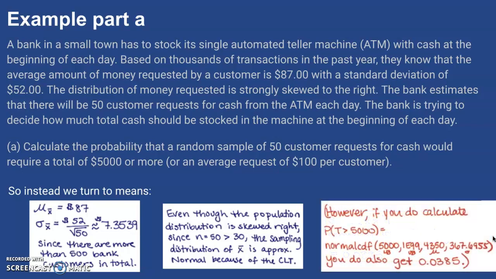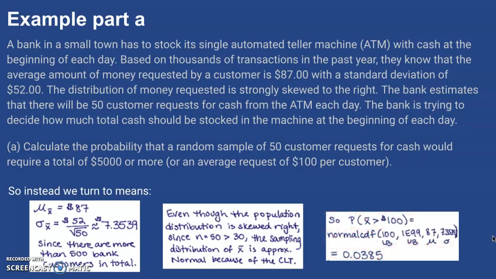Now, it is true if I calculated it with the combined data, the combined values that we computed first, I'd still get the same answer, but we use the means because of the fact that the normal distribution holds for that situation.